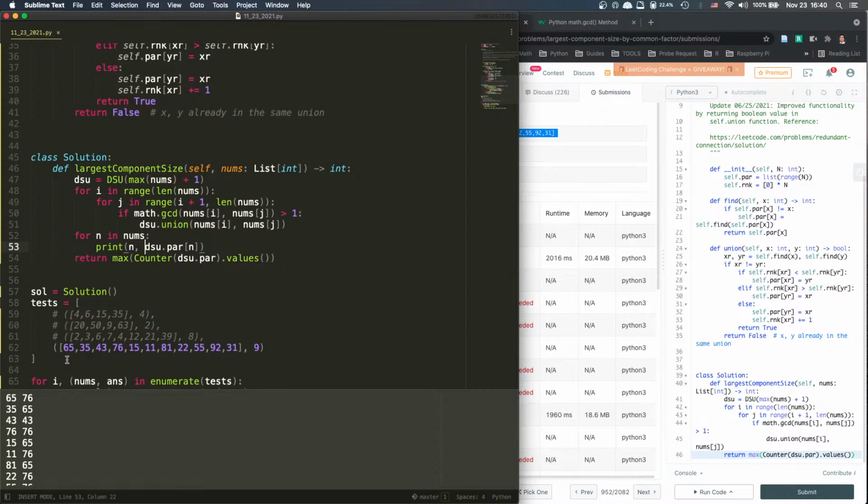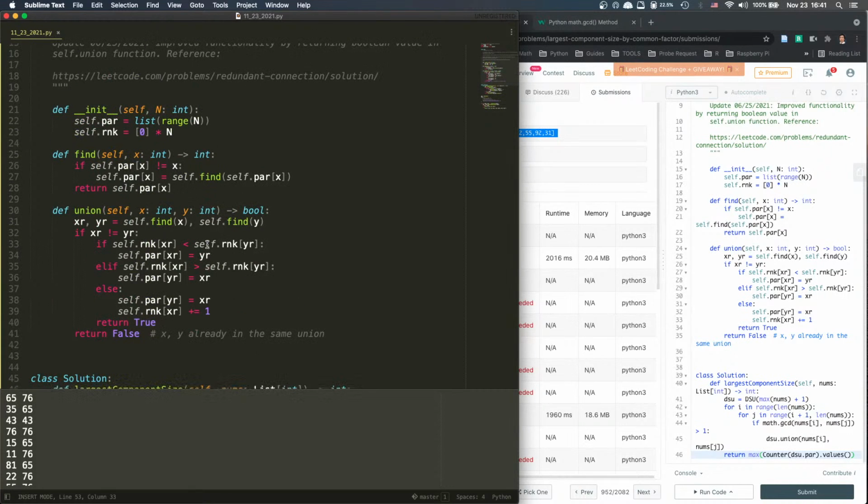Oh shoot, 15, 11, 81. It is 9. Alright, which one is not? So 65. I'll probably need to do one more compression. That's probably it. So let's see, 65 points to 76, right? And 35 points to 65. Yeah, we need to do one more round.